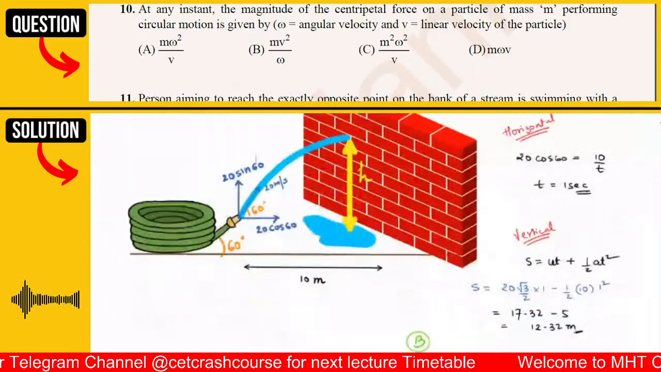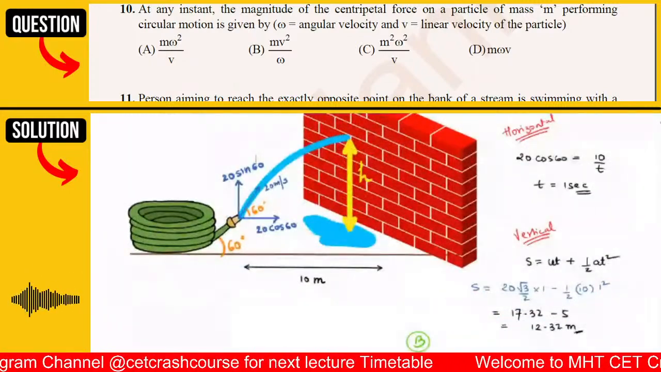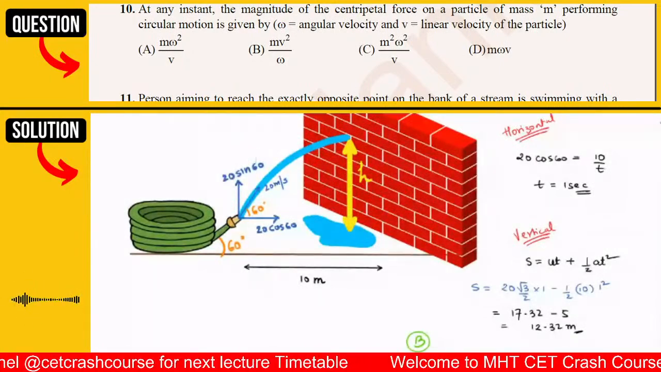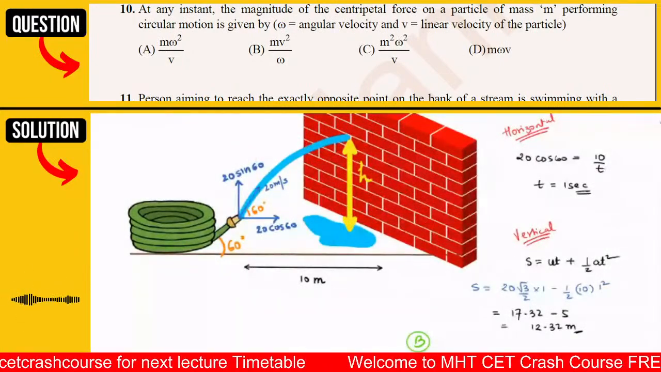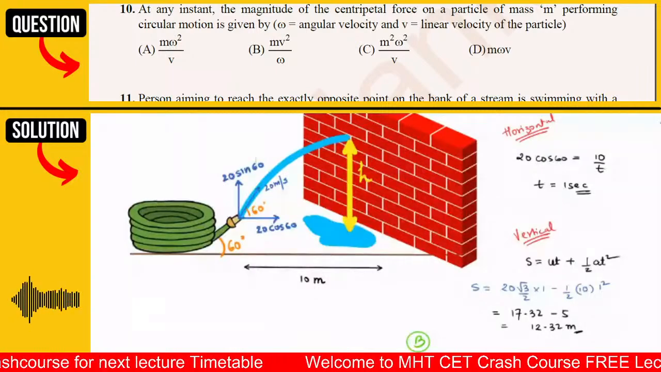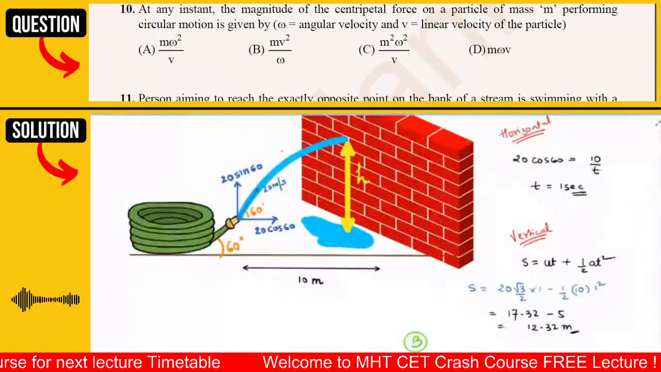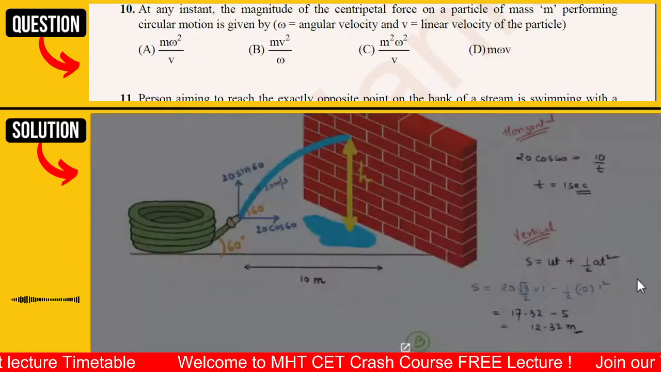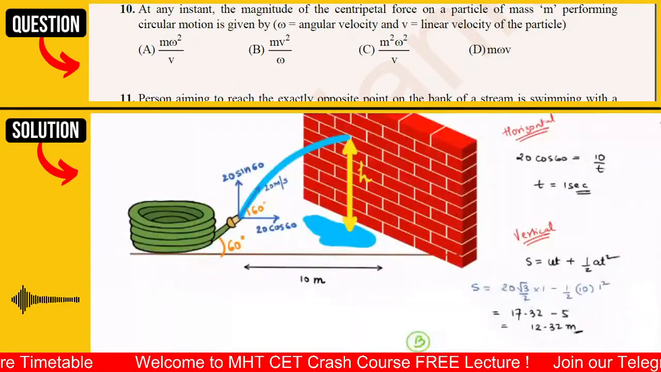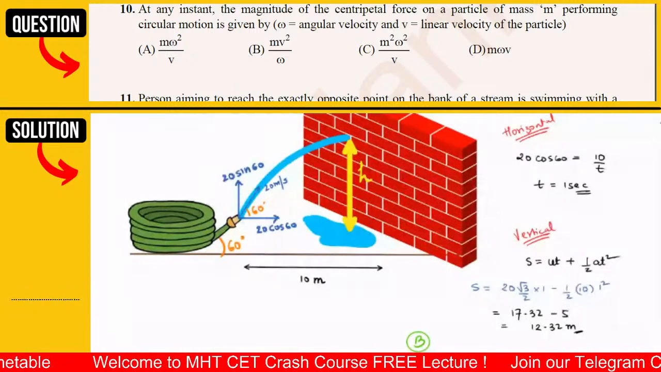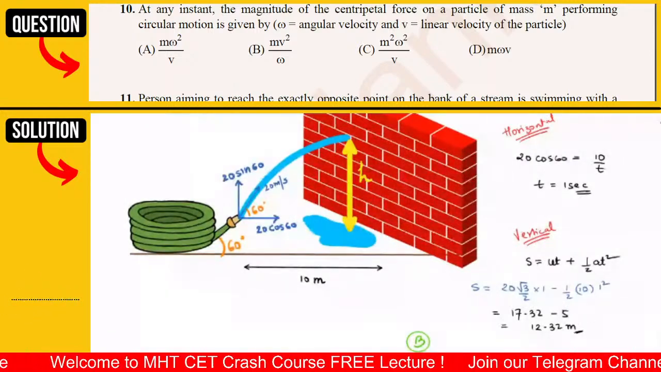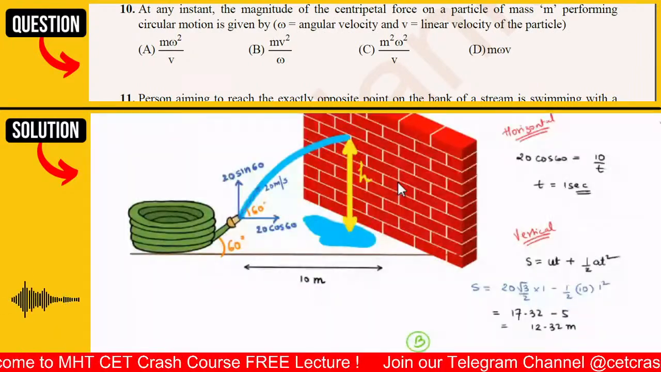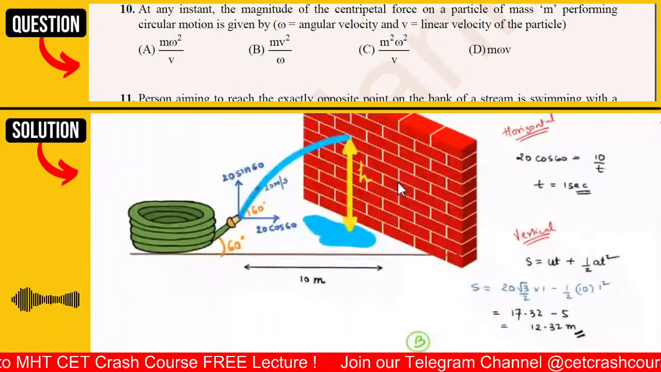Now you can use the vertical concept as well. In the vertical concept, you can say S is equal to ut plus half at square. Vertical velocity is 20 sin 60. 20 sin 60 is 20 root 3 by 2. And time taken is 1 second. And when you solve this, you will get the answer as 12.32 meters. This is what you are going to get. Answer is second option.